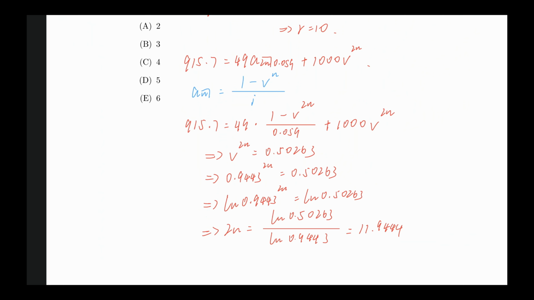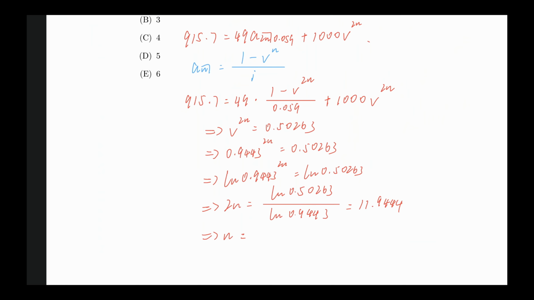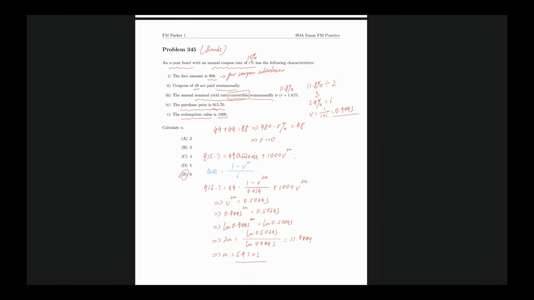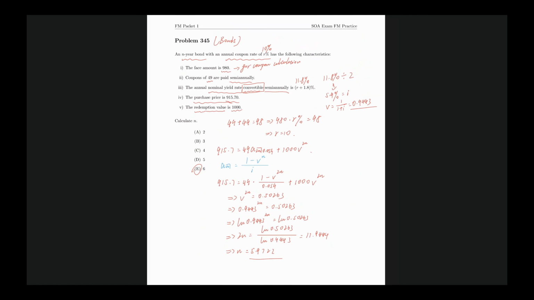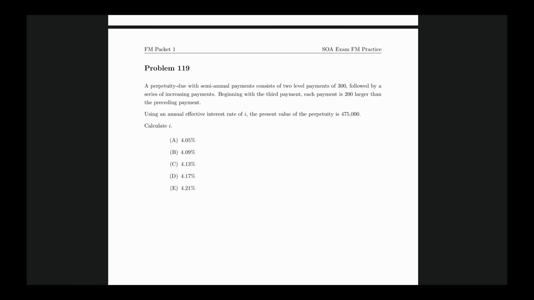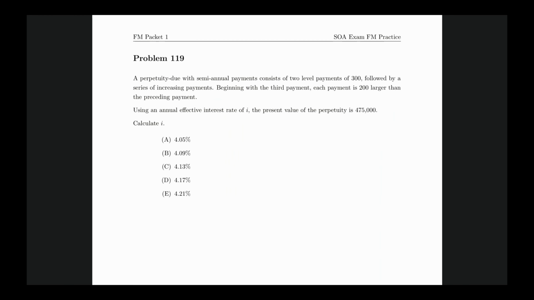11.9444. And I can divide everything by 2 so that I can get n equals 5.9722, which approximately equals, oh, I mean 6. Okay, so this is how we do these kinds of questions. Basically, for a bond, we always need to keep in mind that if I convert all my cash flows and finally the redemption back to time zero, it should equal the purchase price, and that's where we can set up the equation. Let's go ahead and jump to the next question, question 119.